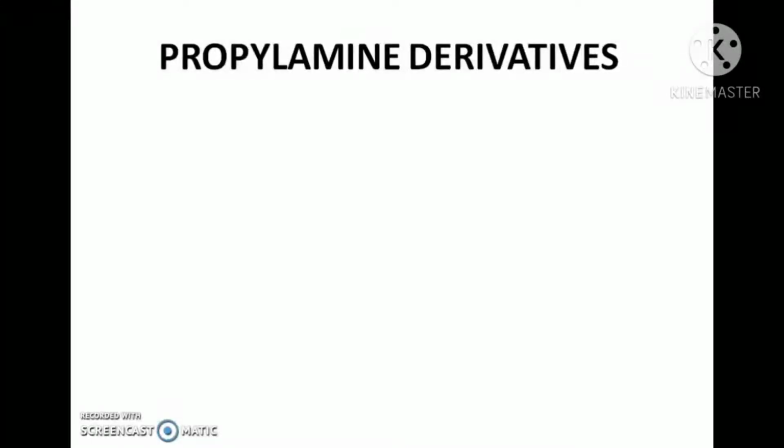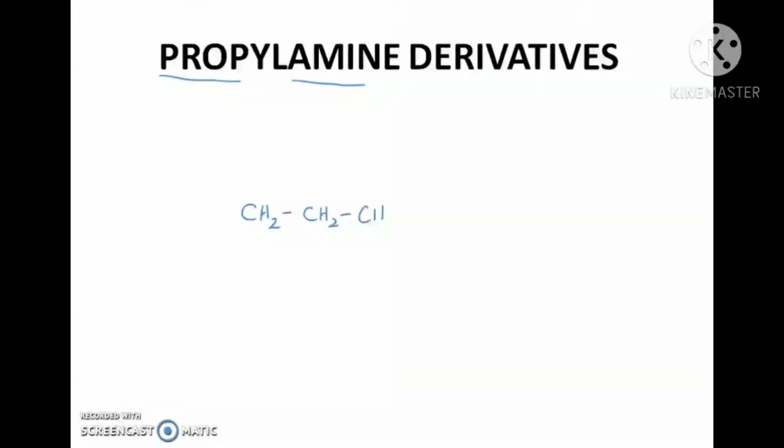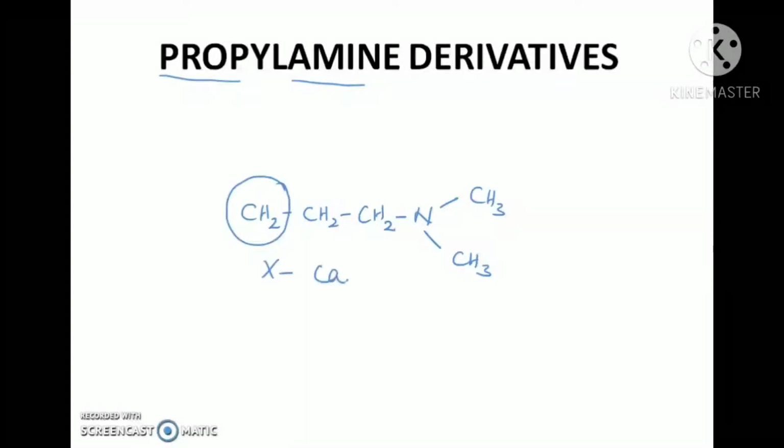Now, the next class of antihistamine is the propylamine derivative. From the name itself, you can understand that it contains a propyl group, CH2, and a tertiary amino group, CH2 and CH3, and that aliphatic tertiary nitrogen atom is common for almost all the first generation antihistamines. And then here in this case, the connecting atom X is a carbon, and depending upon what type of carbon atom it is, whether it is sp3 or sp2, you have two classes of propylamine derivative.